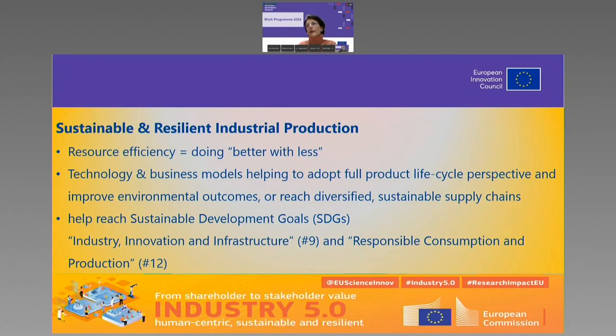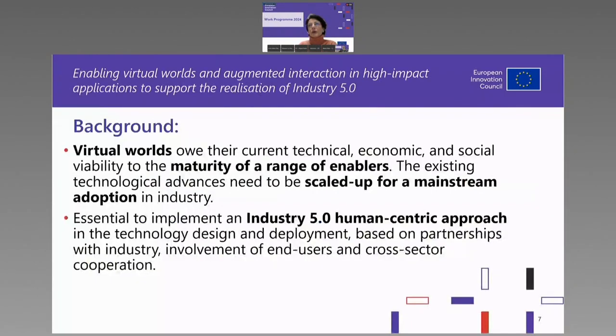This brings me already to the challenge, which is where I really want to focus at this point. So again, this is the challenge. The background of the challenge is that although virtual worlds are not a new concept at all, they have only recently started to become feasible. Their viability is due to the maturity of a range of enablers, such as some of the underlying technology building blocks and the connectivity infrastructure, for example.